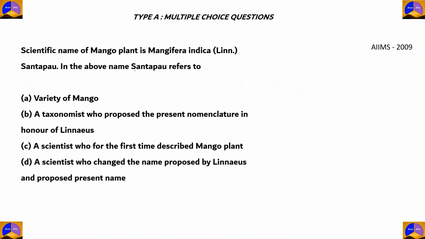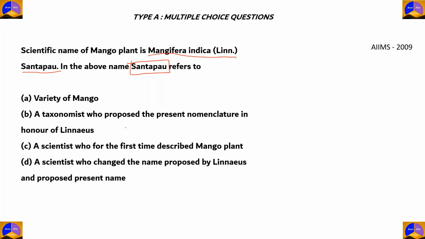The next question. The scientific name of mango plant is Mangifera indica Linn. Santapau. In the above name, the word Santapau refers to A. A variety of mango, B. A taxonomist who proposed the present nomenclature in honor of Linnaeus, C. A scientist who for the first time described a mango plant, and D. A scientist who changed the name proposed by Linnaeus and proposed the present name of the mango plant.